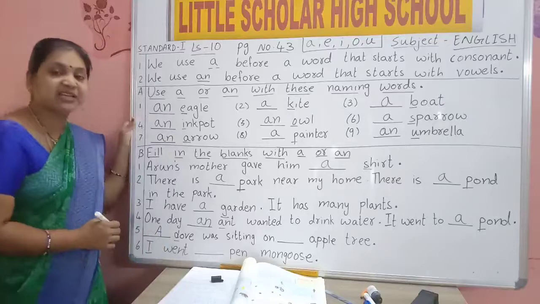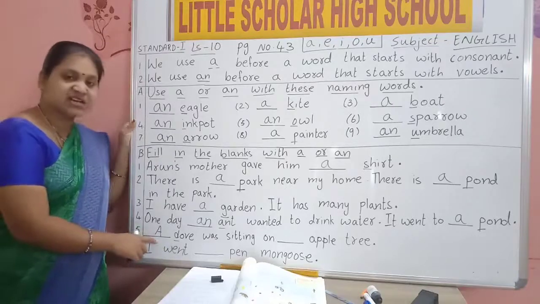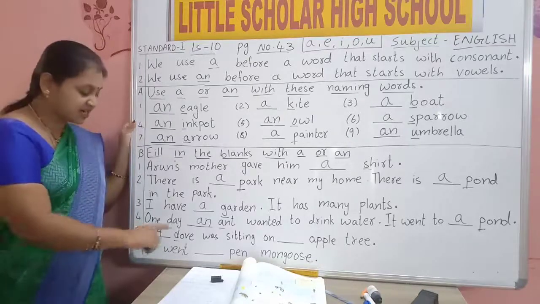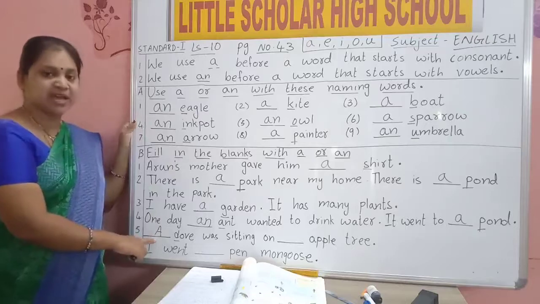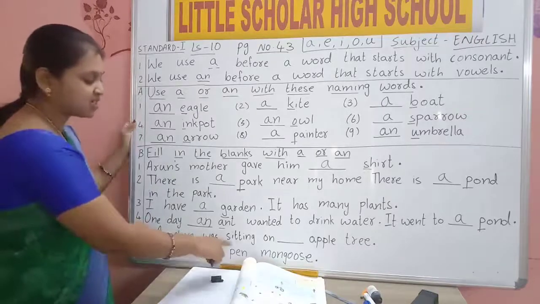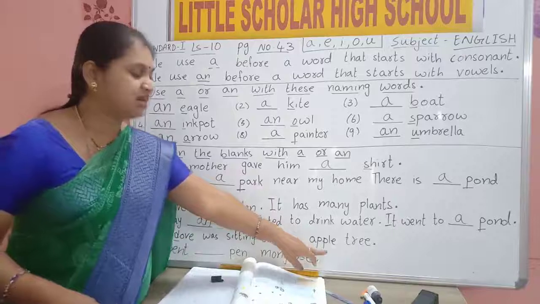So, what should you write? A. Why are we writing capital A? Because it is the first letter. The sentence is starting with A. So, capital A. A dove was sitting on dash apple tree.